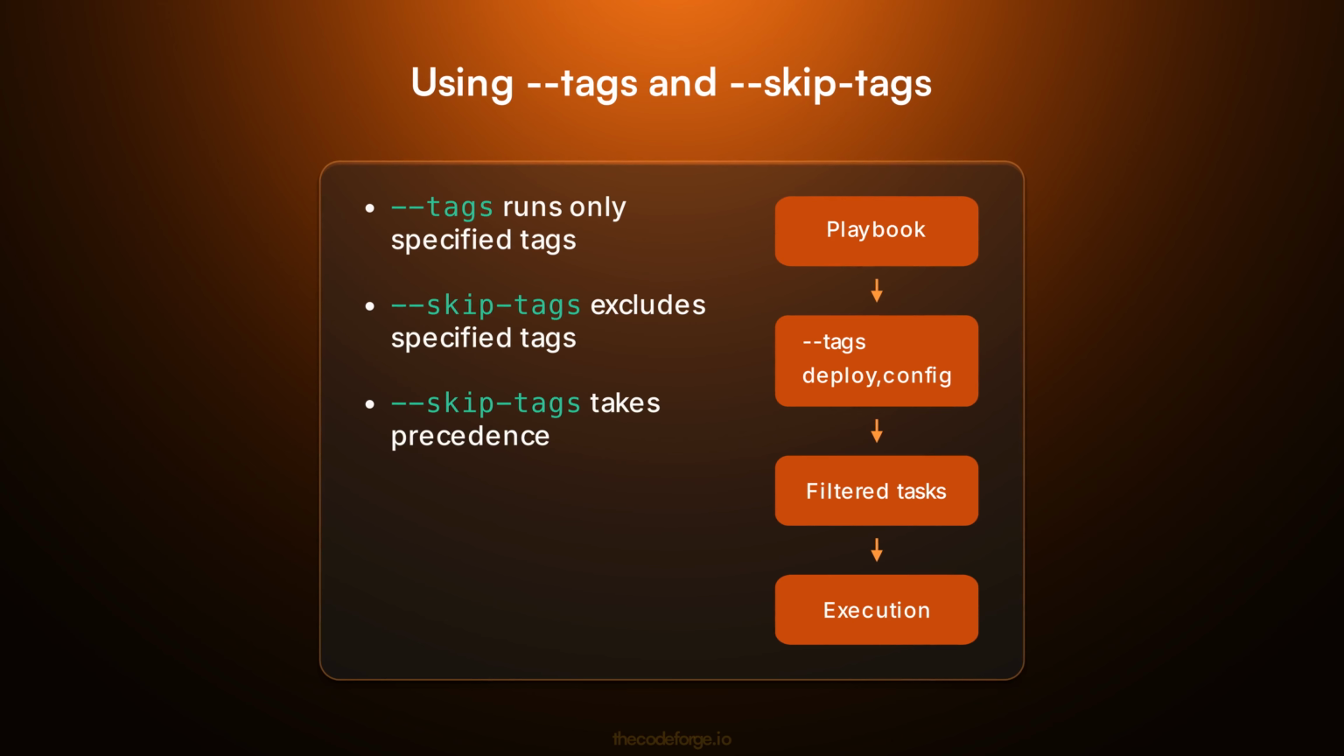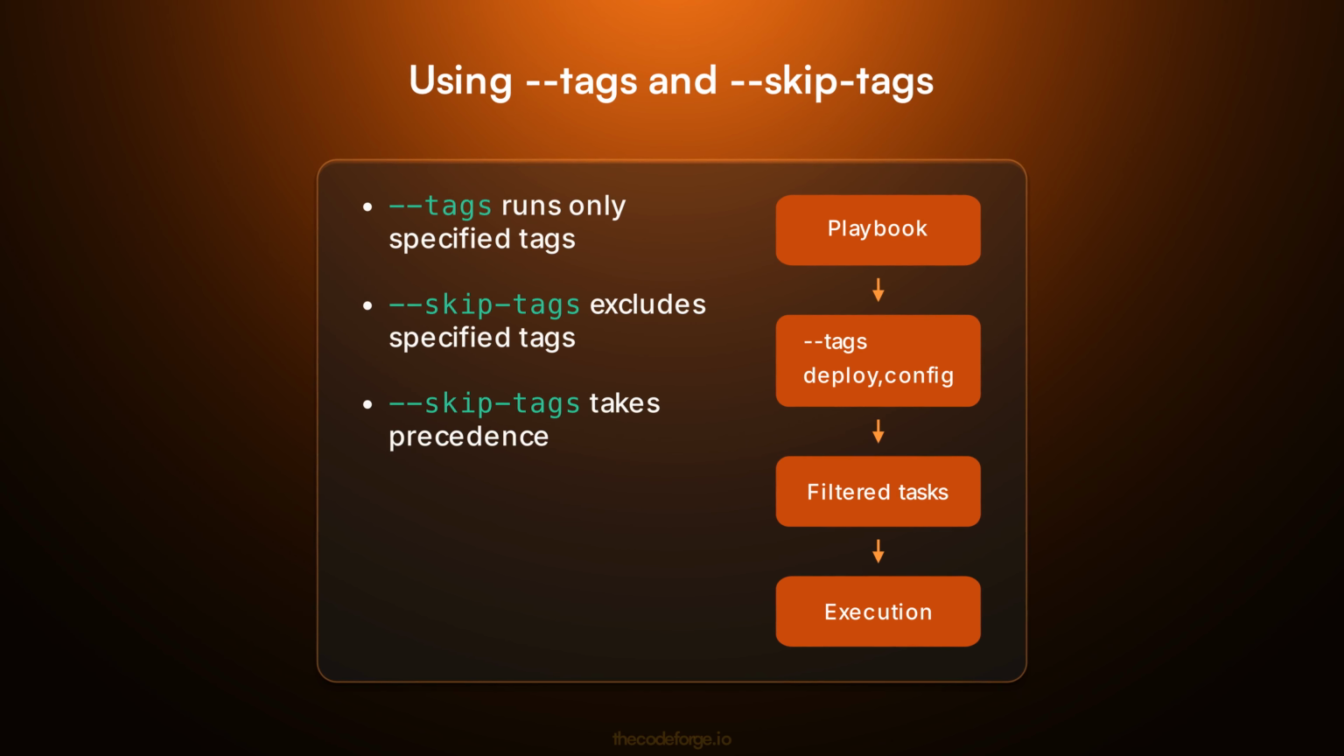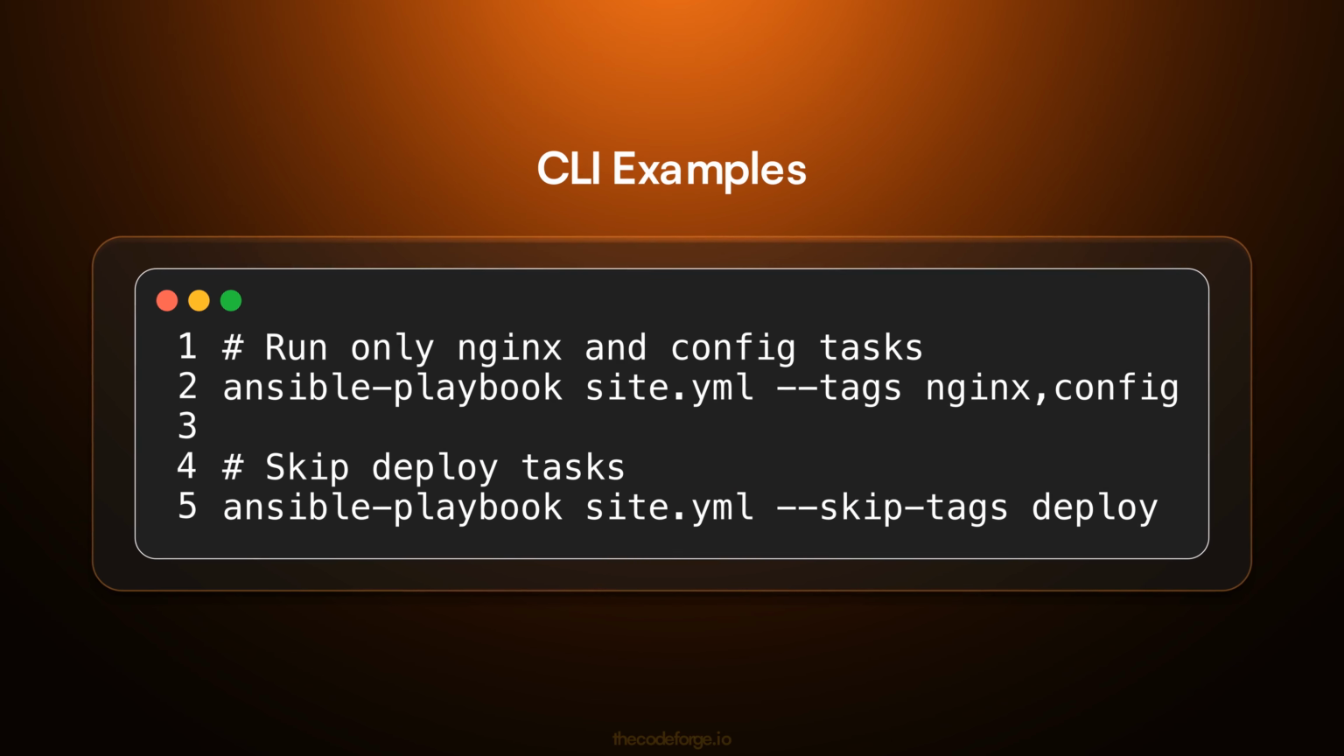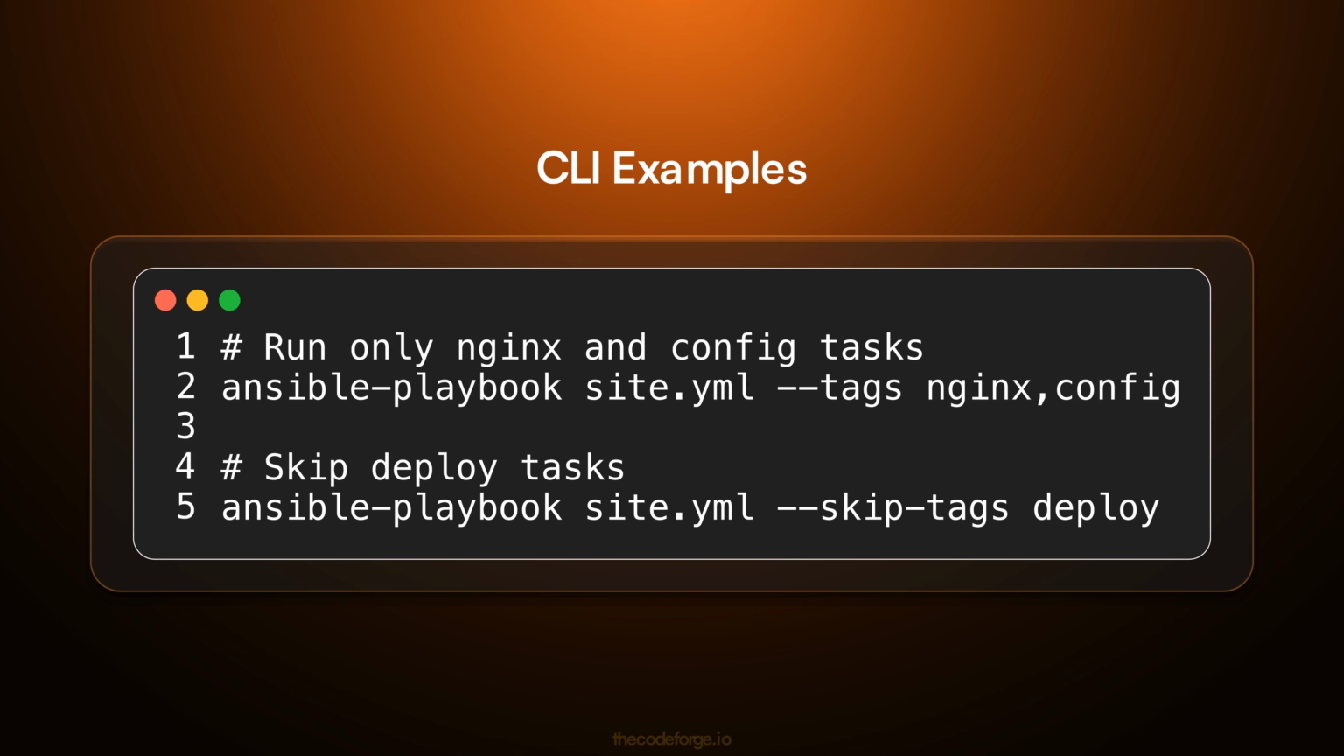The --tags flag filters execution to tasks with matching tags. --skip-tags excludes tasks. If a task has both a tag you include and one you skip, it will be skipped. These commands show how to use tags and skip tags. Use --list-tasks --tags to preview what will run.